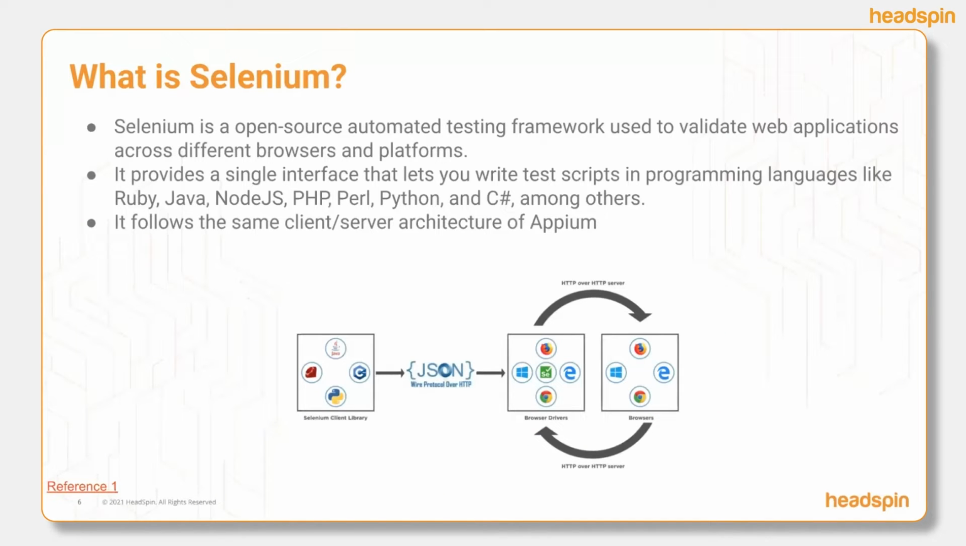Selenium is very similar. I'd say Appium is built on top of Selenium. Once again, it's an open source automated testing framework that's used to validate web applications against different browsers and platforms. I think the beauty of it is that it can be leveraged in any client-side programming language. So we can see a list of them there, like Ruby, Java, Node, PHP, Python, C#. That's the same with Appium. I think the beauty of it is that it gives you flexibility in how to implement and create test suites and test cases in the programming language of your choice.